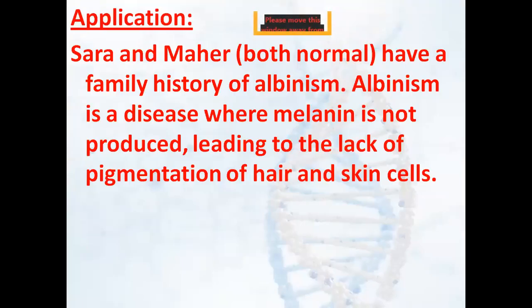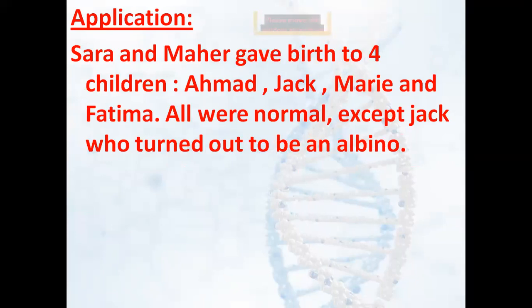We started an application and we solved the application related to Sarah and Maher, where both of them are normal and they have a family history of albinism. What is albinism? It's a disease where melanin is not produced, so we have a lack of pigmentation in the skin cells and the hair cells. So the person is going to be like this, lacking pigmentation. Sarah and Maher are normal, but they gave birth to four children, Ahmad, Jack, Marie, and Fatima. All of them were normal, except Jack, who turned out to be an albino.